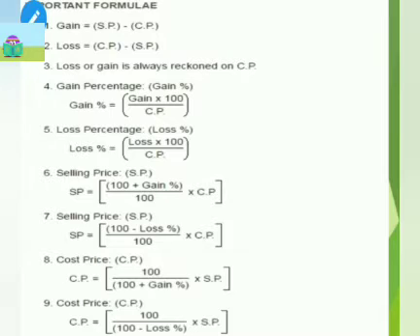Now if you have to calculate the cost price, then using the formula, CP will be equal to 100 upon (100 plus gain percent) multiplied by the selling price, or in case of loss, CP will be equal to 100 upon (100 minus loss percent) multiplied by selling price.